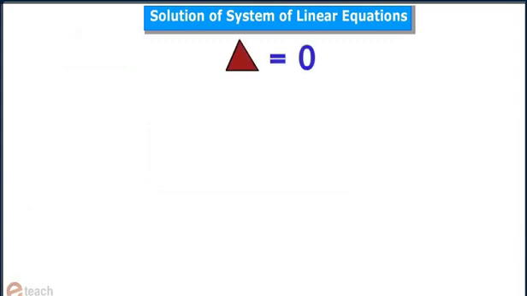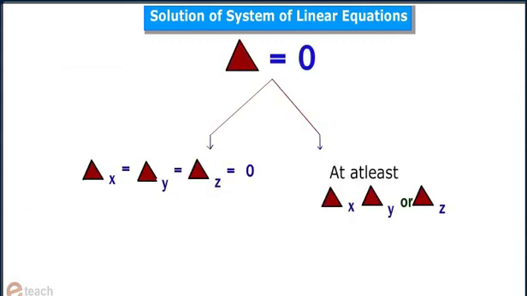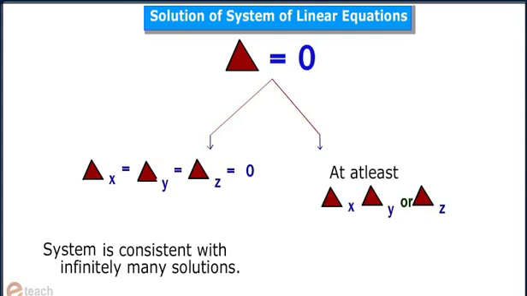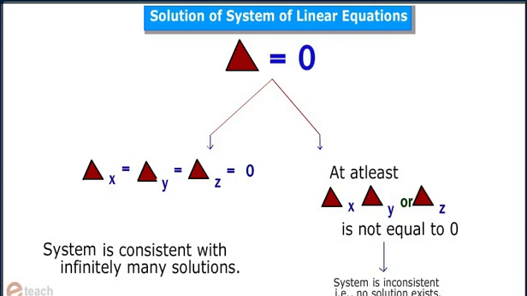If delta is equal to 0, then if delta x is equal to delta y is equal to delta z is equal to 0, then the system is consistent with infinitely many solutions, and if at least one of delta x, delta y or delta z is not equal to 0, then the system is inconsistent, that is, no solution exists.